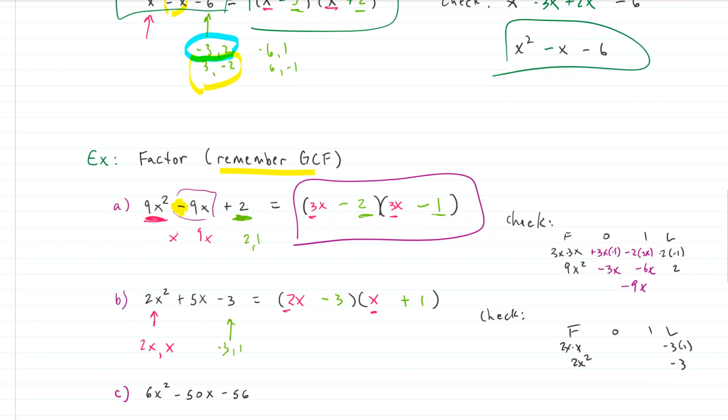The outer would be 2x and 1, which gives us 2x. And the inner is negative 3x, or negative 3 times x. So 2x and negative 3x give us negative x. Is that what we need? Nope. We need a positive 5x. Okay. Well, let's keep going. Let's redo. We guessed and we got it wrong. It's okay. That's what this whole process is about. Trial and error.